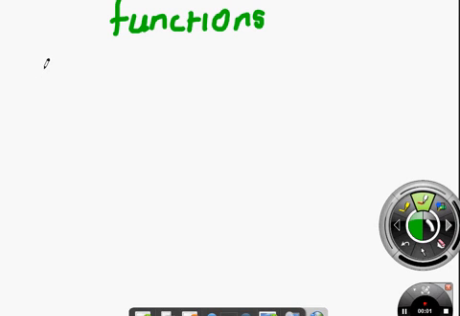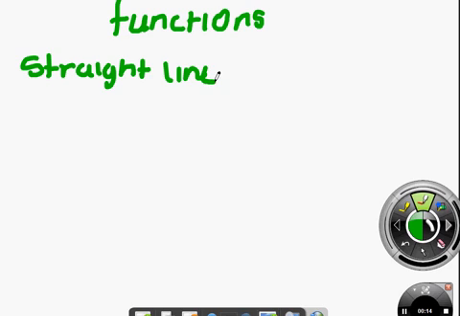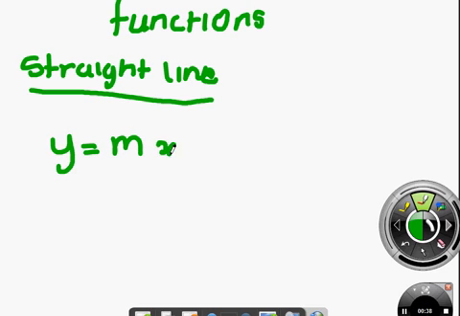Functions, and the first one we're going to look at is going to be the straight line function. Now, most people don't want to look at this as a function. They call it an equation or whatever, but it's a function, and you need to look at it in depth because it's one of the most important functions. So the general equation for a straight line is y is equal to mx plus c.